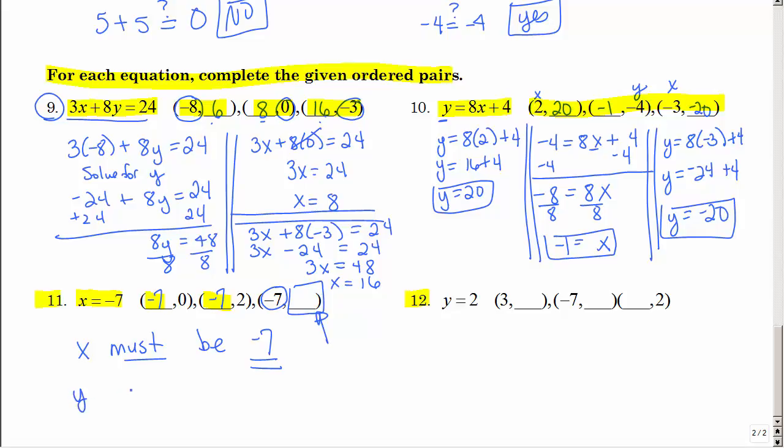Now here, this says, okay, x is -7, but what can y be? This says y can be anything you want it to be. So you can put any number you want right there. All right? 10, 2, 100, -5.364, doesn't matter as long as x is -7.